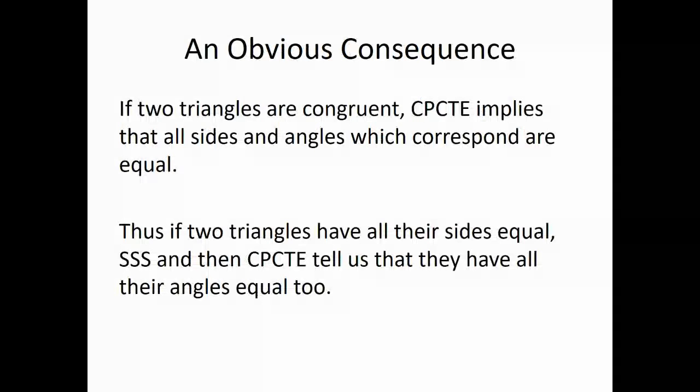And what will this do for us? Well, typically, not always, but typically, we'll use SSS to prove that a pair of triangles are congruent. And then we will use CPCTE to conclude that angles which correspond are equal as well. So really what we're able to do here is this. If we begin with triangles that have their sides equal, we may then conclude that their angles are equal as well. That is, triangles with equal sides also have equal angles. And the way we get there is that we first apply SSS congruence to say that the triangles are congruent, and then we apply CPCTE to say that angles which correspond are equal as well.